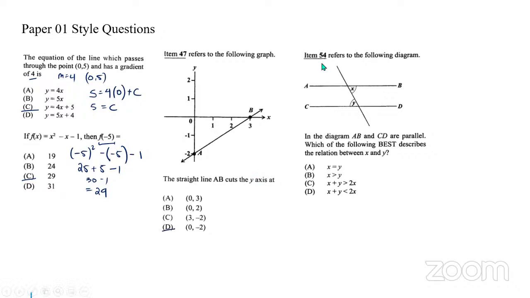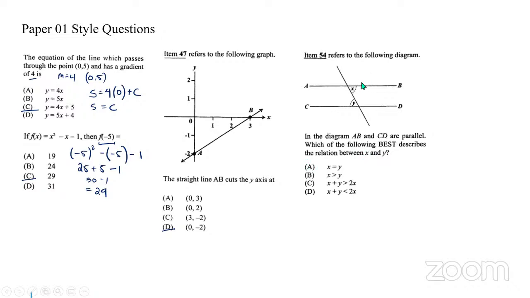All right, so item 54 refers to the following diagram. In the diagram, AB and CD are parallel. Which of the following best describes the relation between X and Y?